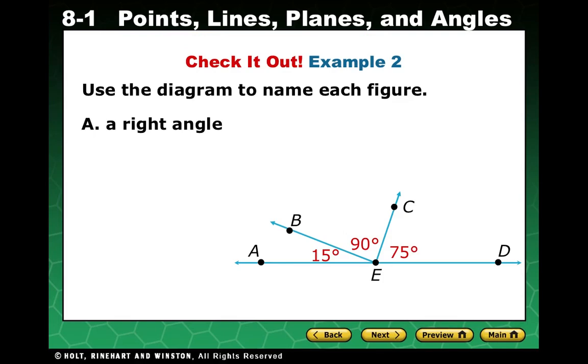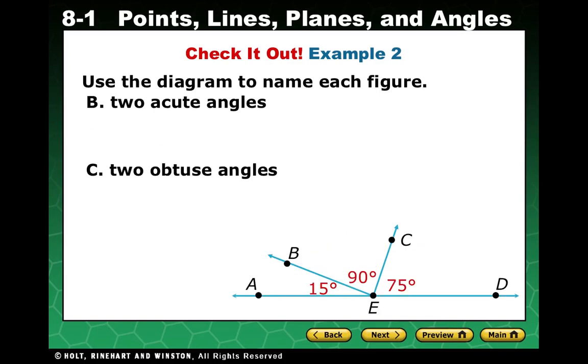A right angle is BEC or CEB. 2 acute angles smaller than 90, AEB and CED. 2 obtuse angles, we'll have to take 2 adjacent angles and add them together. So we have AEC and BED.